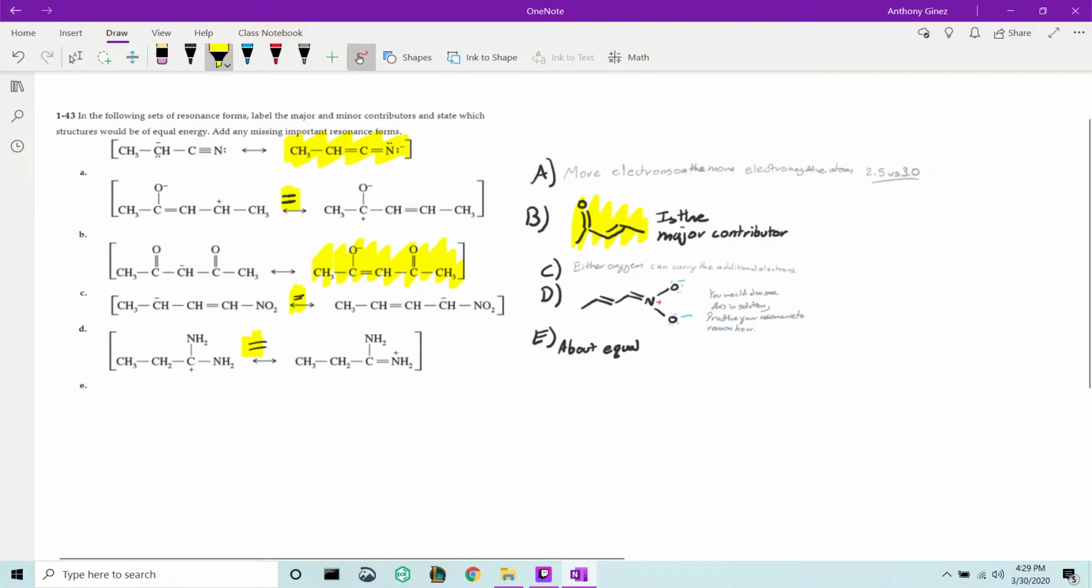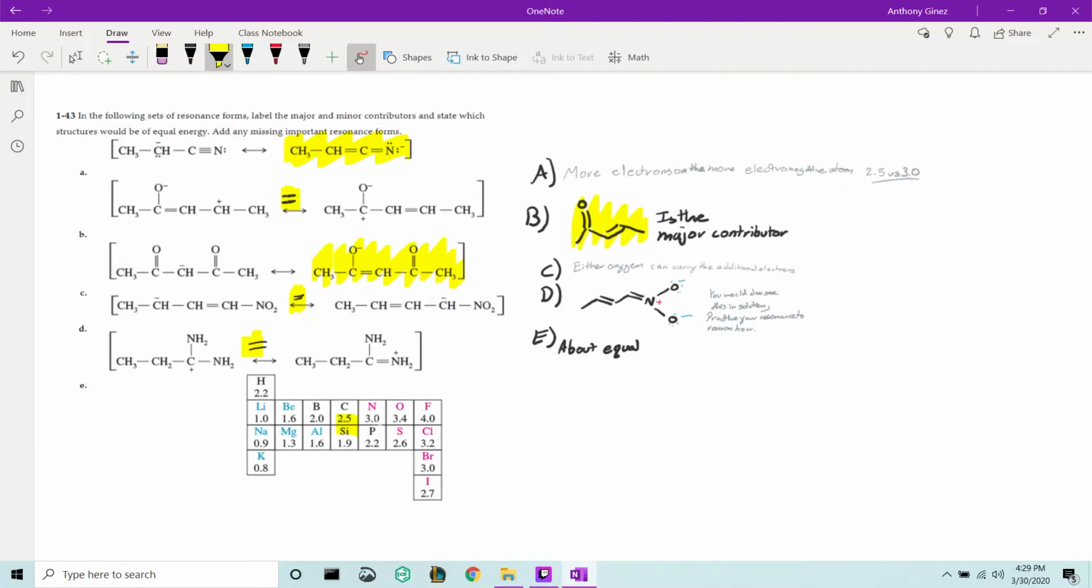Why did I highlight nitrogen as a major contributor? Well, if we recall from the Pauling electronegativity scale, nitrogen has higher electronegativity, which means that it has an easier time carrying the extra electrons than carbon would, as shown here. And it's also shown here: 2.5 for carbon versus nitrogen at 3.0.